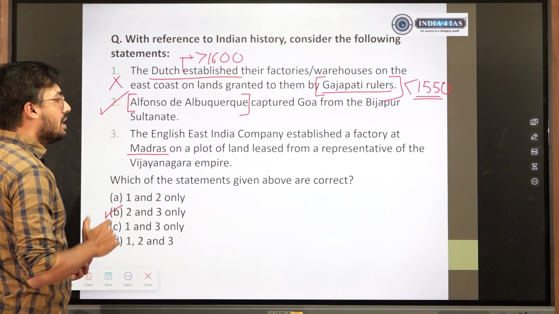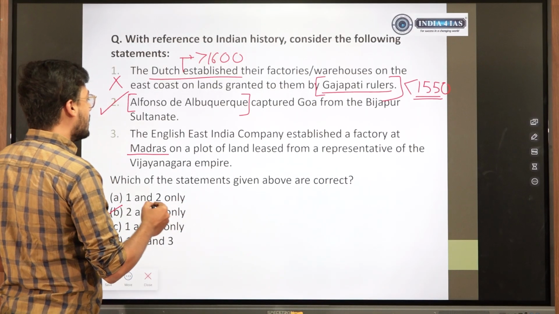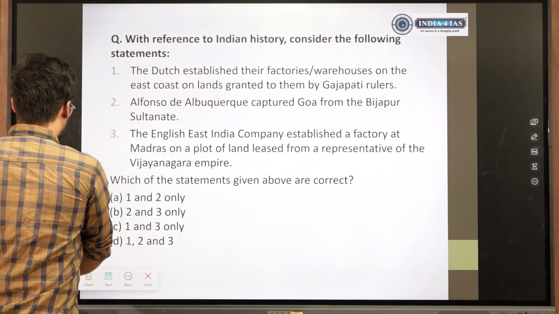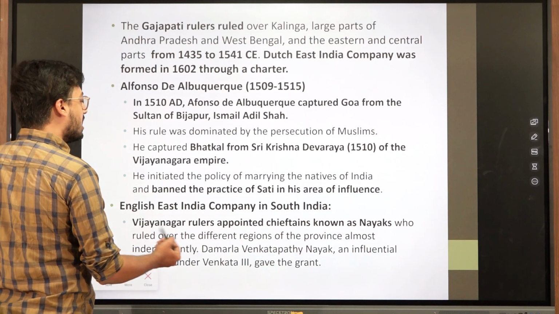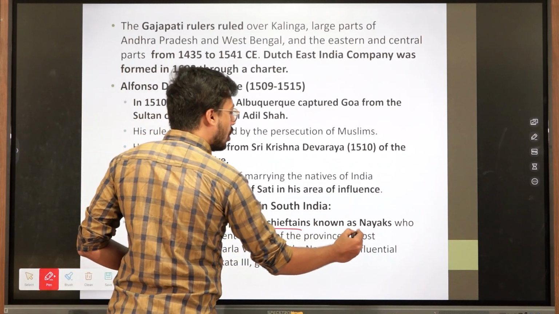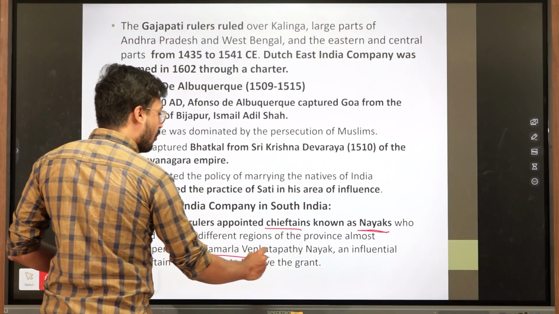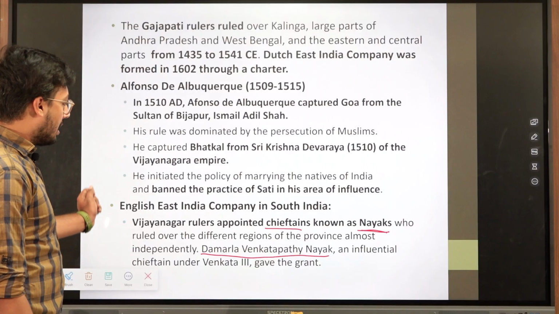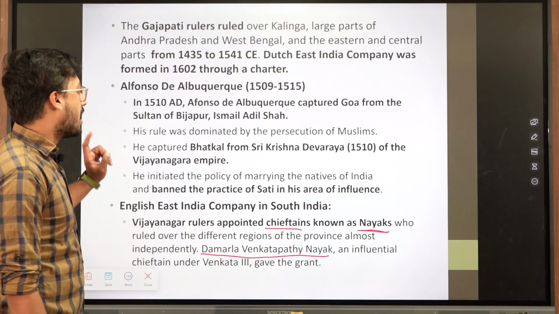The English East India Company did establish a factory in Madras based on land leased by a representative of the Vijayanagara Empire. This is correct, because if you see Vijayanagara rulers, they had appointed chieftains. They were called Nayakas. So one such Nayaka, called Damarla Venkatapati Nayaka, provided the land to the British in Madras to establish its factory.